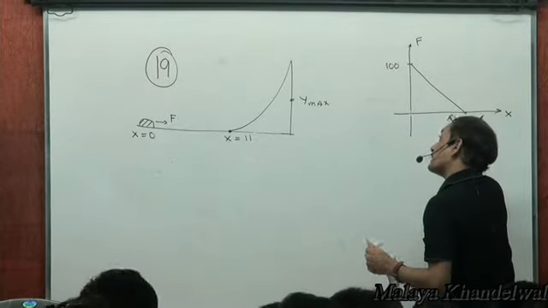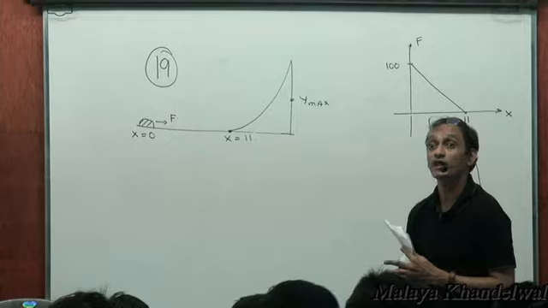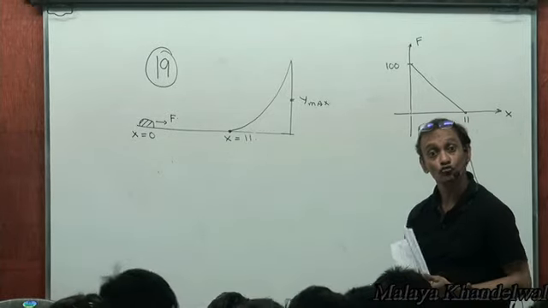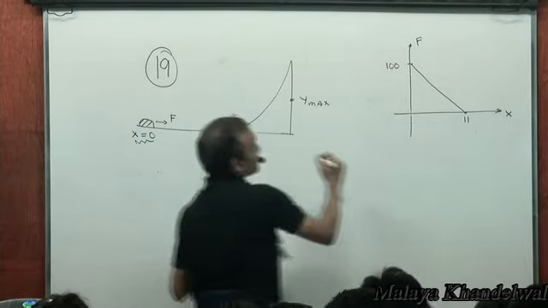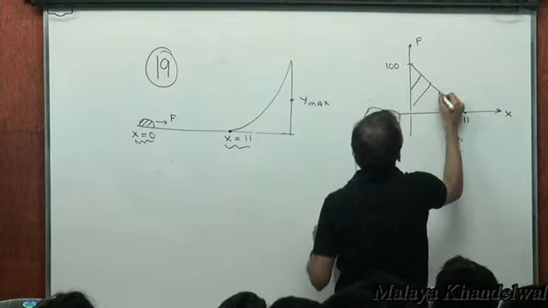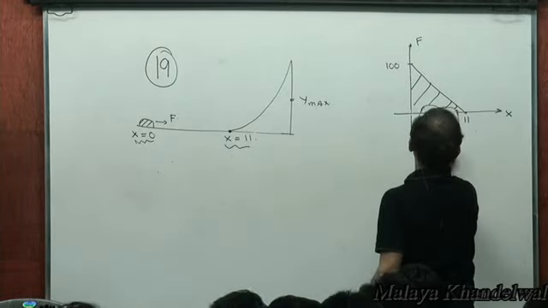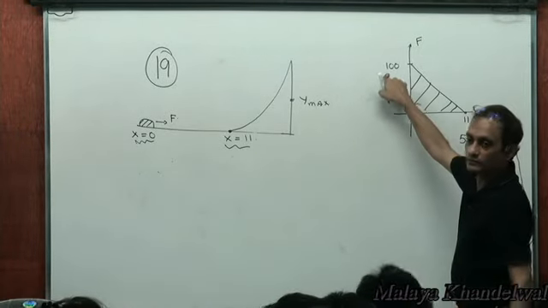Now in one-dimensional situations, the area under the force displacement graph will give me the work done. Work done will be given by the area under the force displacement. So in its journey from x equal to 0 to x equal to 11, the work done by the force is given by the area of this triangle, right? So work done by the force is 550 joules, the area of this triangle. Yes or no?